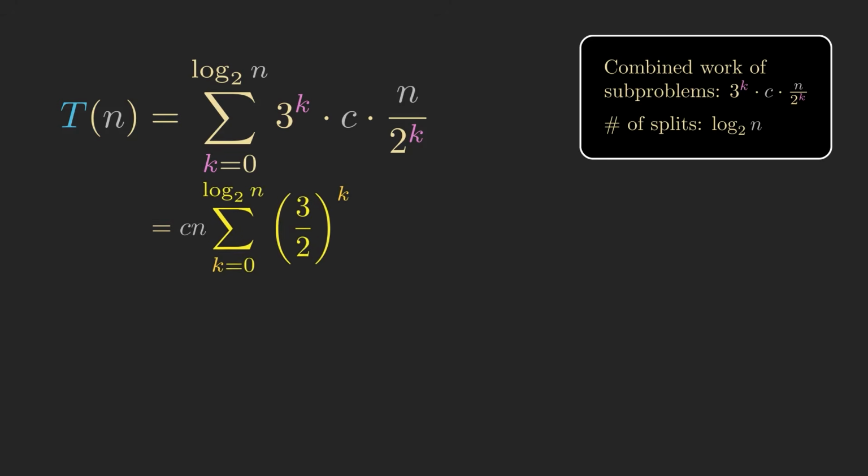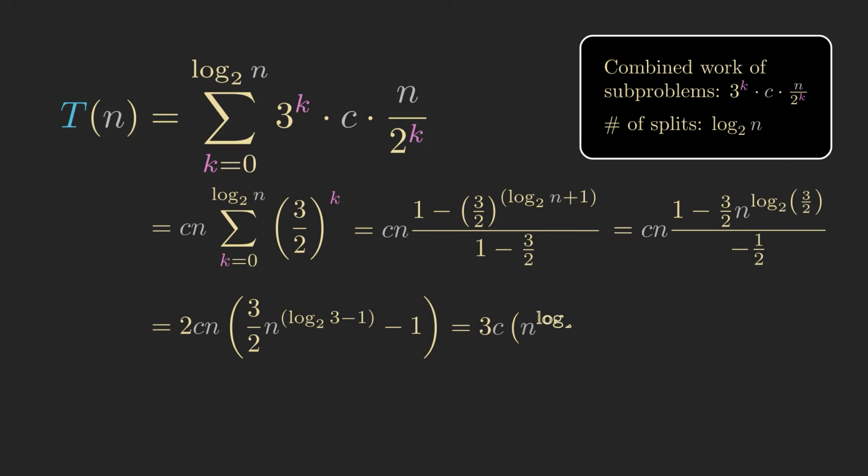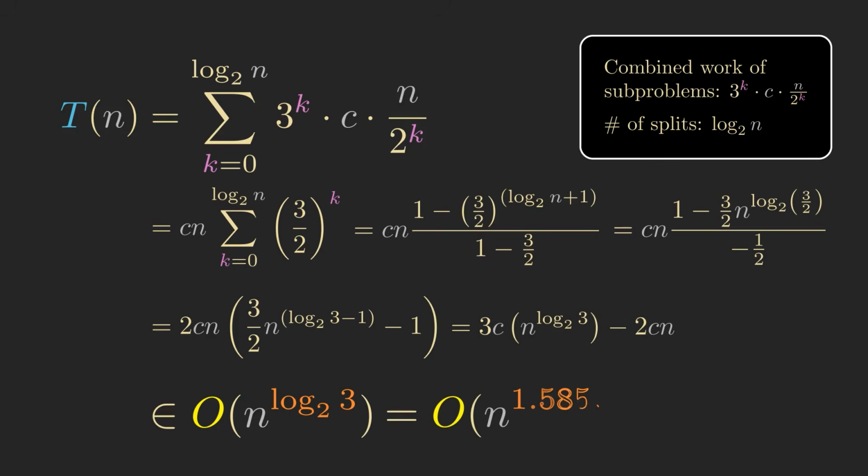Some of you may recognize this as a partial geometric sum, which we can evaluate. And it takes a bit of algebra, but when all the dust settles, we end up with an expression in O of n to the log base 2 of 3, which is about 1.585. We get a time complexity that has an exponent better than the standard O of n squared multiplication algorithm by about 0.5. This might not seem like much, but in a few minutes, you'll see that it performs orders of magnitude better on large inputs.